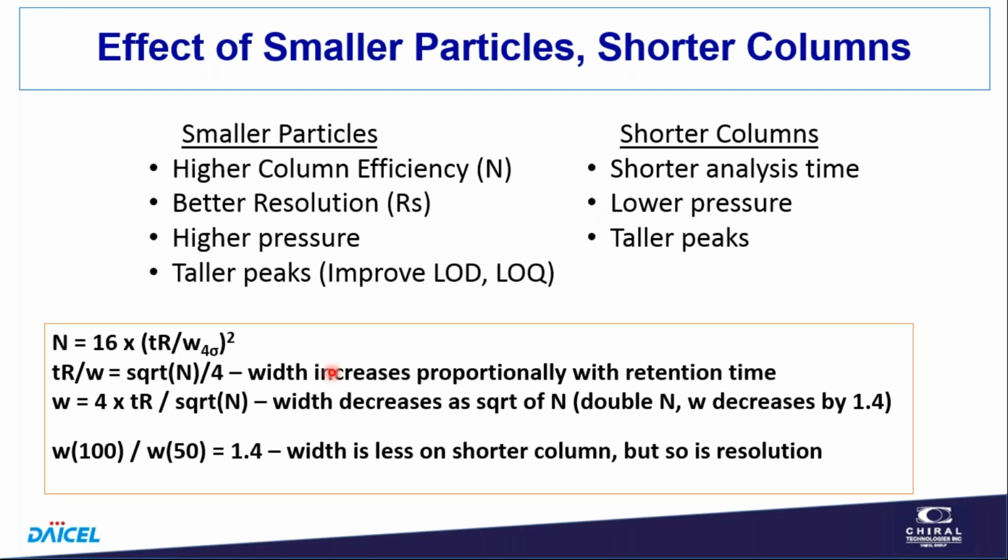This is a summary of what I just said. This is a little clue if you want to work this out for yourself: because the peak width changes as a square root of the column efficiency, if we say double the column efficiency by making the column longer, the peak width only increases as a square root of 2. So we will have a sharper peak relative to the retention time on shorter columns.